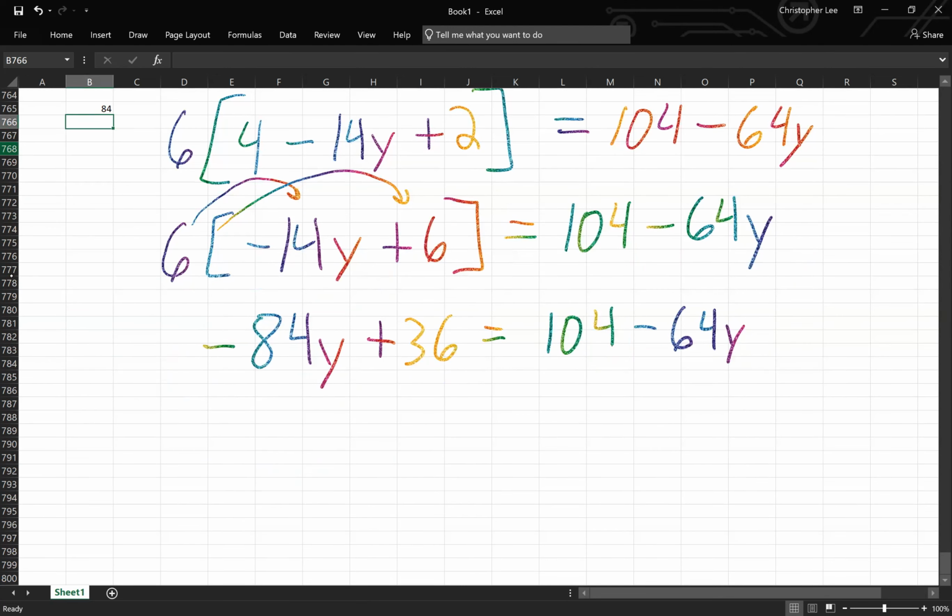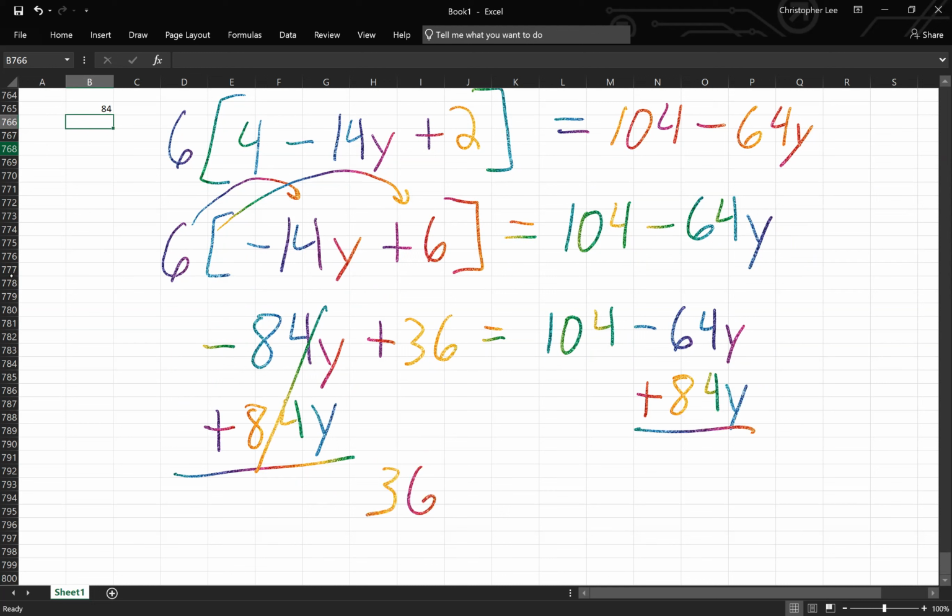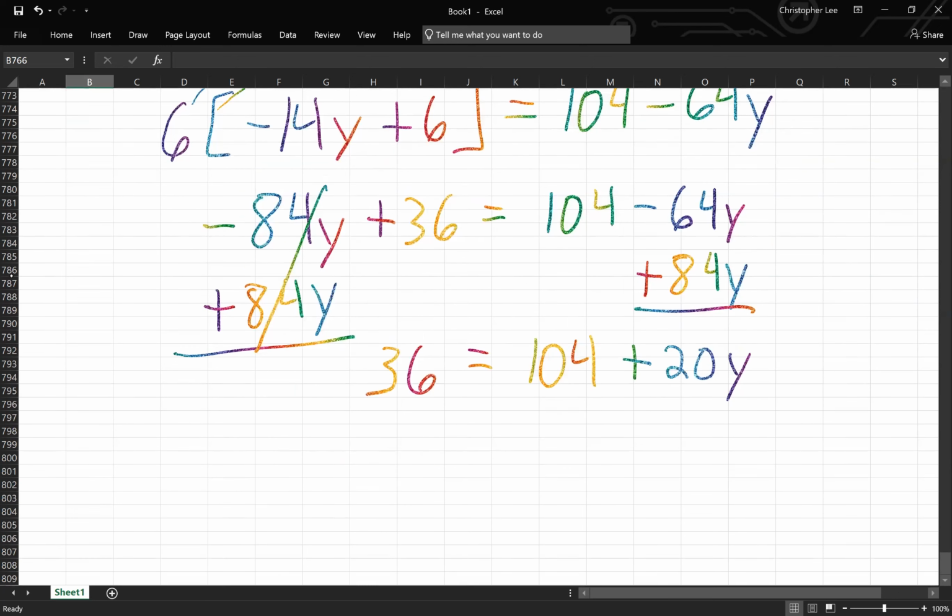After this, let's add the 84y over here. But what I do to one side of the equation, I must do to the other side of the equation. I'm adding the 84 because I'm trying to avoid the negatives. So now I have 36 is equal to 104 plus, what's this going to be? Let's subtract this. That's 0. That's 2y, right? So plus 20y.